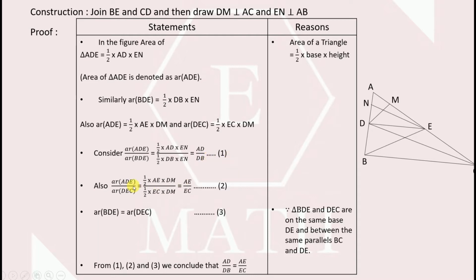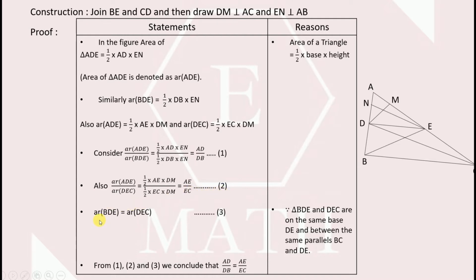Okay, now considering the other set of ratio, we get area of triangle ADE by area of triangle DEC. Okay, so that is half into AE into DM whole divided by half into EC into DM, which is equal to AE by EC. Everything gets cancelled out and the remaining is AE by EC. We call it equation number 2.